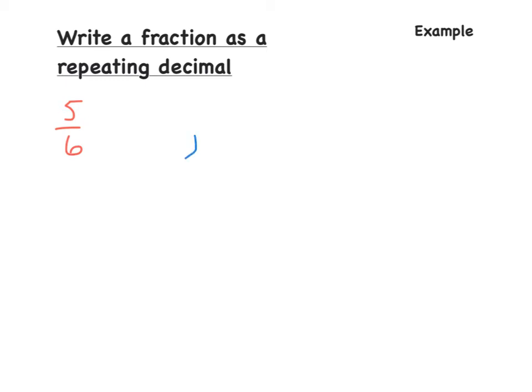So we're going to use long division. Let's set up our house again. The numerator goes on the inside, denominator goes on the outside. So how many times does 6 go into 5? It does not, so we have to add our decimal and our 0. So how many times does 6 go into 50? That's 8. So 6 times 8 is 48. Subtract those. We have 2. So bring down another 0. How many times does 6 go into 20? And that is 3 times. 6 times 3 is 18.